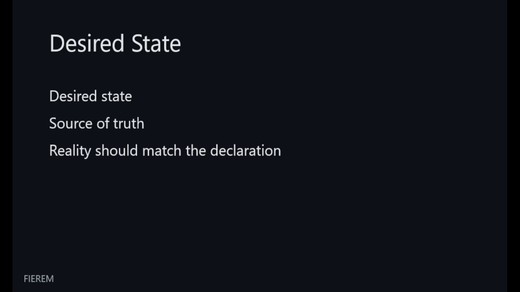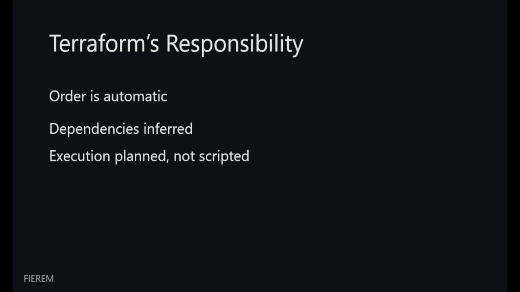With declarative infrastructure, you describe what should exist. This is called the desired state. Terraform's job is to make reality match that state. You don't worry about which resource comes first. You don't manage retries. You don't map out dependencies by hand. Terraform builds a map of your infrastructure and determines the correct order for you.